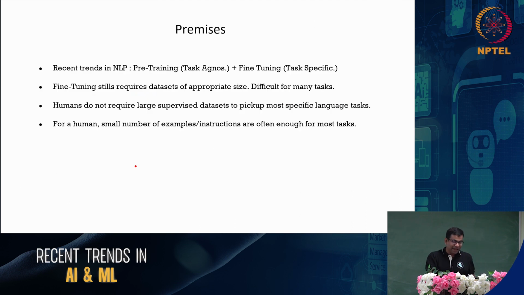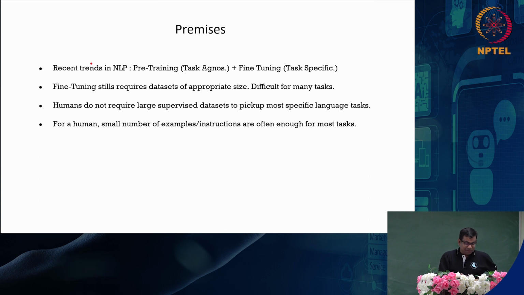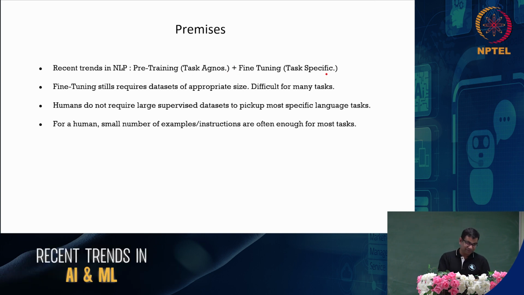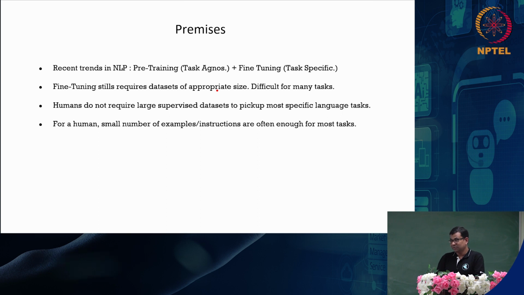Now, going back, the premise is that when GPT-3 came, it was about pre-training versus fine-tuning. That was the paradigm. Pre-training is task agnostic and fine-tuning is task specific. Fine-tuning requires a dataset of appropriate size, and it is very hard to get them for different tasks. It's not easy to get the data for all the tasks handy.